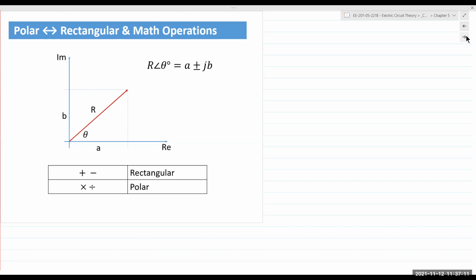Now, you need to perform mathematical operations, right? We are going to do V is equal to IZ. We might do V1 plus V2 plus V3, and these are all complex quantities.